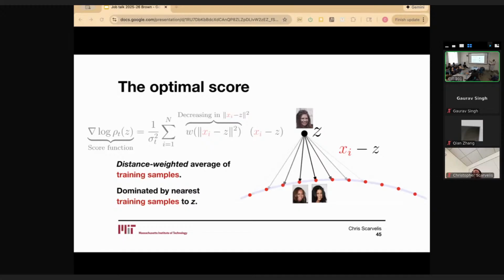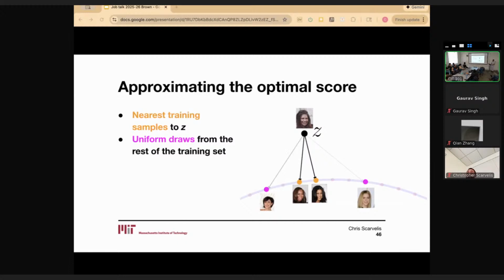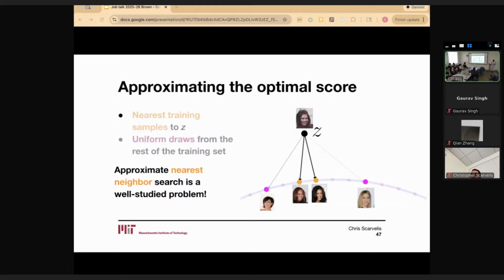However, this sum has nice structure to it. In particular, it's a distance-weighted average of vectors pointing towards training samples, and it's often dominated by the nearest training samples to the input. We showed how to use this structure to build a simple and efficient estimator that uses only the nearest neighbors of the input and a handful of uniform draws from the rest of the training set. Now, this is great because approximate nearest neighbor search is a well-studied problem and an active field of research. And in particular, we've already got many efficient algorithms for nearest neighbor search, with new ones frequently being developed.